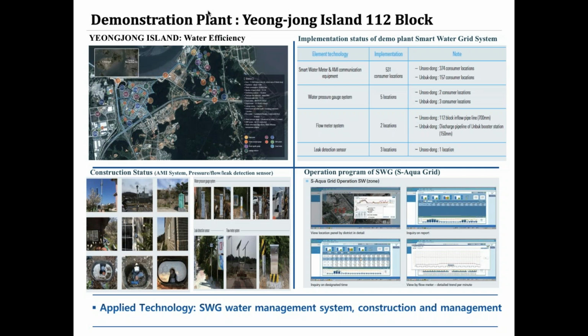Yeong-jong Island, where the international airport is located, was selected as a testbed to implement a smart water grid technology with about 530 AMI units, including an integrated operation platform. It covers an area of about 18 square kilometers. You know, the airport new city, and the population is about 17,000.